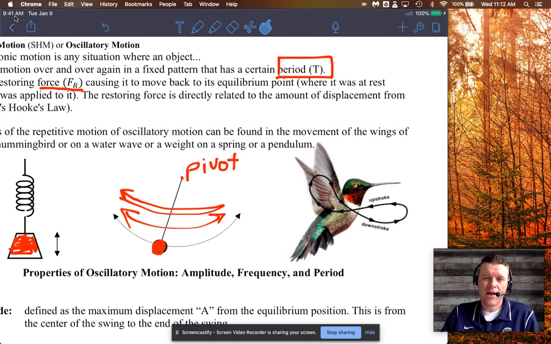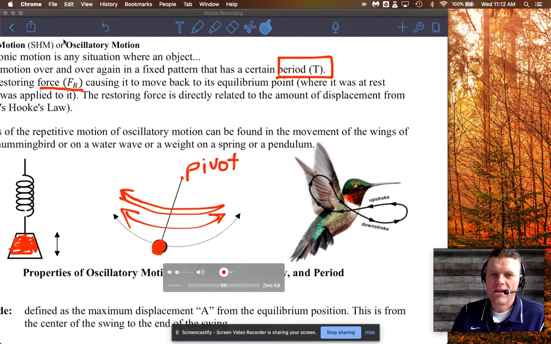A hummingbird flapping its wings is a classic one. And actually, some insects have a very similar pattern in the complexity of their wing beat.